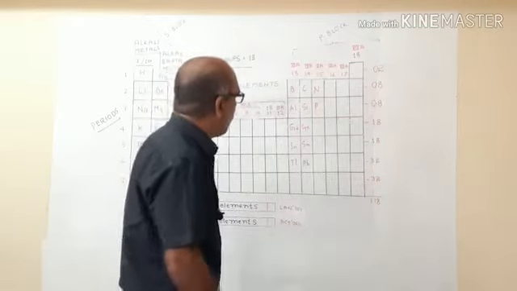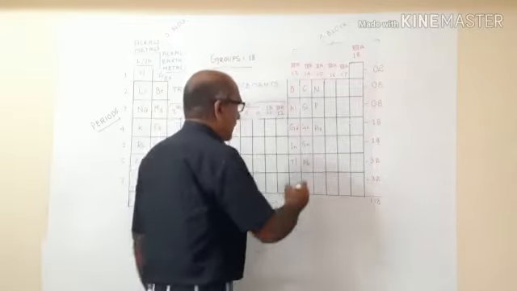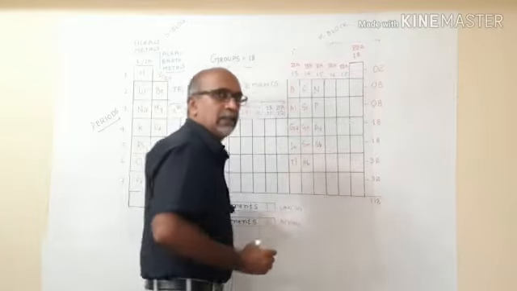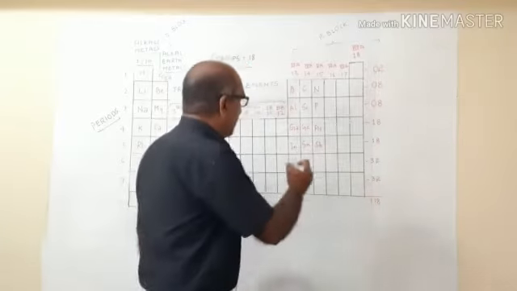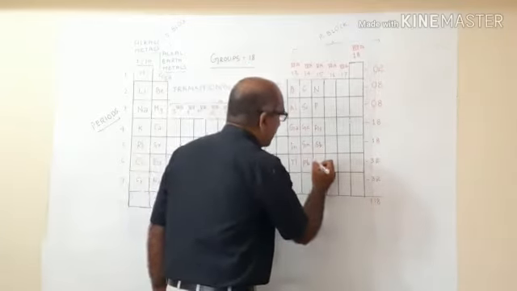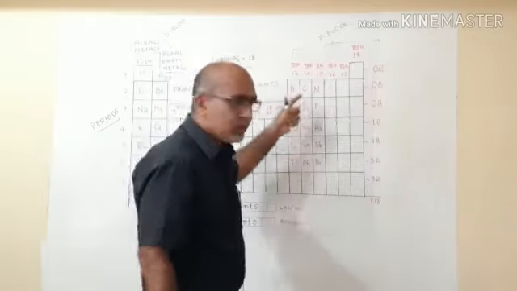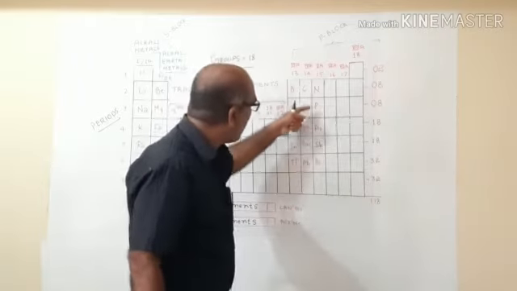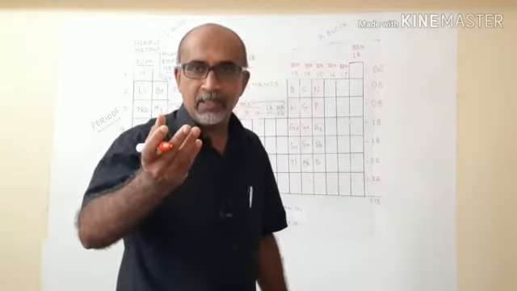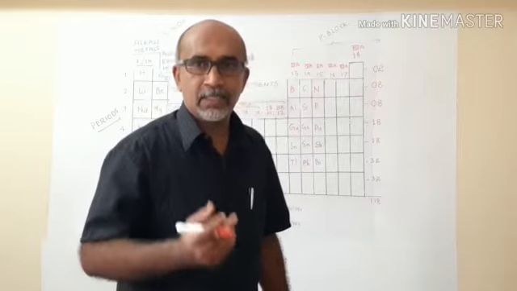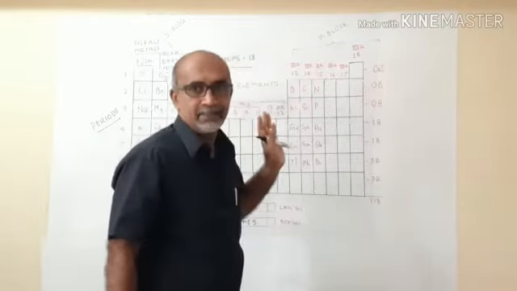Then I will start with nitrogen and phosphorus. Nitrogen, phosphorus, then consider arsenic, then Sb, antimony, then finally Bi, bismuth. What is the sentence here? Very interesting. You know the actor Nana Patekar. Nana Patekar asli mein sabki bhai, because he is involved in social activities, socially involved. That's why here: Nana Patekar asli mein sabki bhai.